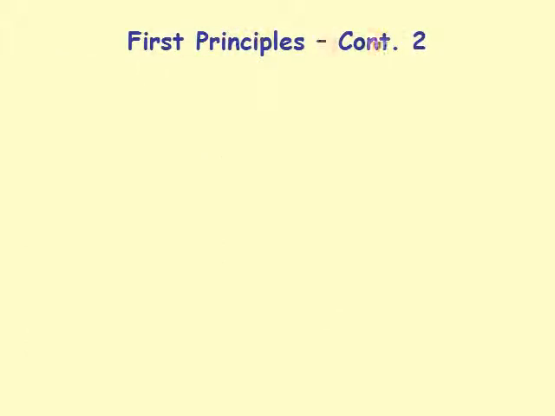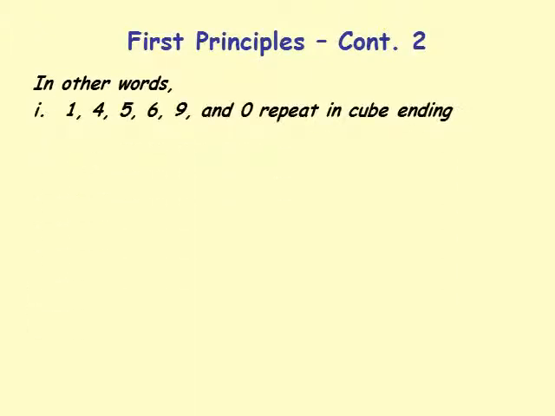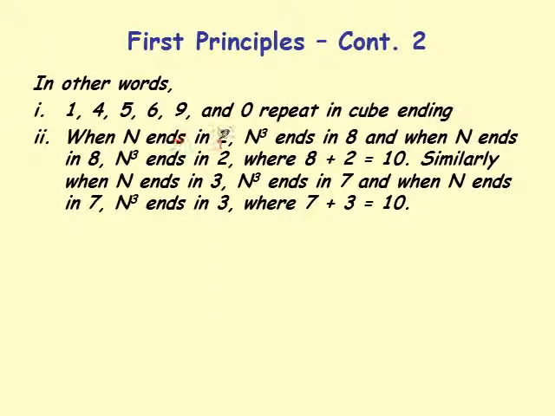Now let's continue with the first principles here again. In other words, 1, 4, 5, 6, 9 and 0 repeat in cube endings. So if a number ends in 1, 4, 5, 6, 9, or 0, its cube also ends in the same digit. When n ends in a 2, the cube ends in an 8, and when n ends in 8, the cube ends in a 2, where 8 plus 2 is equal to 10.